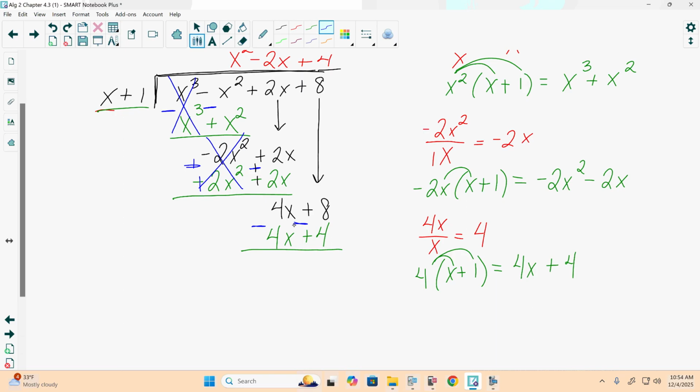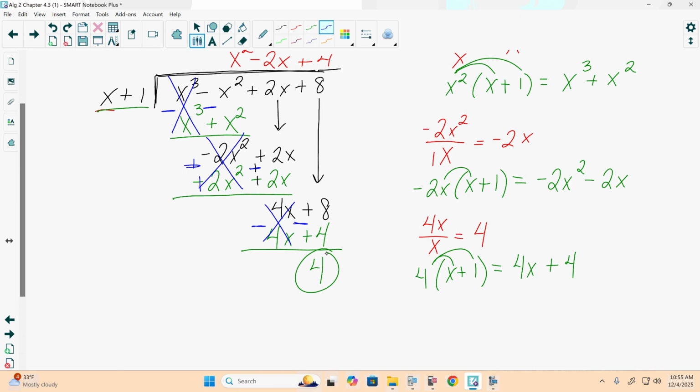And once we see what 4 times x plus 1 is, our 4x plus 4, we're going to put it underneath it. We're going to match up our like terms. And then we're going to subtract. 4x minus 4x. 4 minus 4 is 0. Then we have 8 minus 4, 4. We have nothing else to bring down. We have nothing else left inside that we can do our division with. And because the number of terms that we're left with at this point is less than the number that we're dividing it by, 2, we're done. We have finished doing the long division steps.